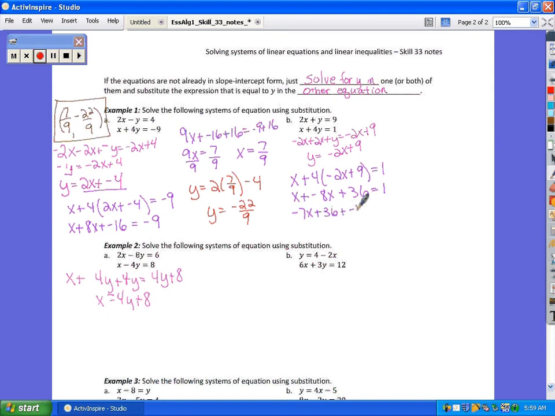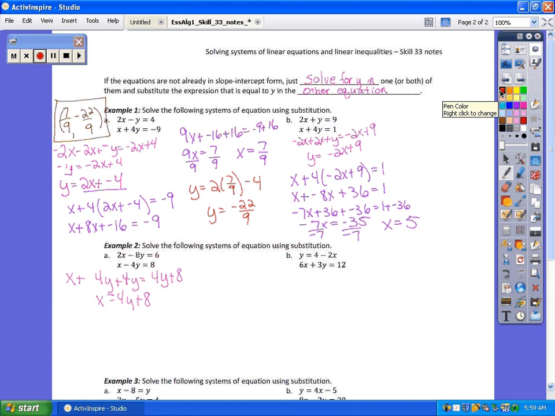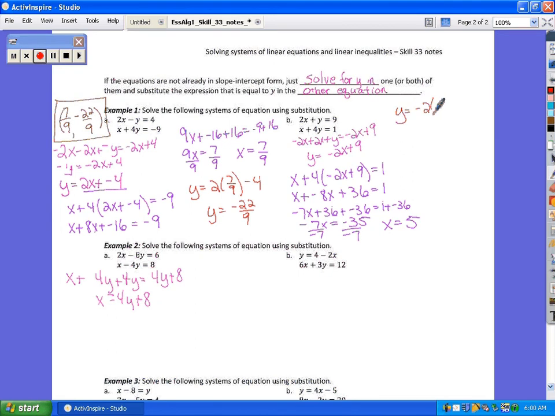I'm going to add a negative 36 to both sides. And I get negative 7x equals negative 35. Divide both sides by negative 7. And I get x equals 5. Once I found what x equals, then I'm going to go ahead and put it in this equation to find y. So y equals negative 2 times x, which is 5, plus 9. So y equals negative 1.